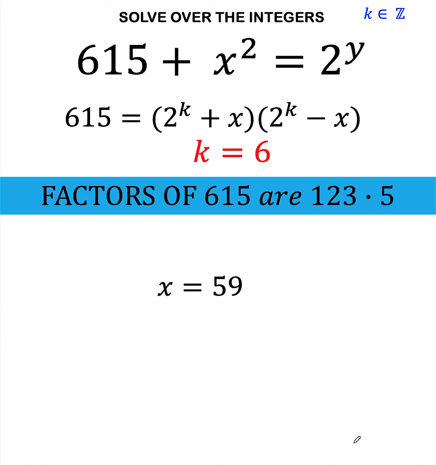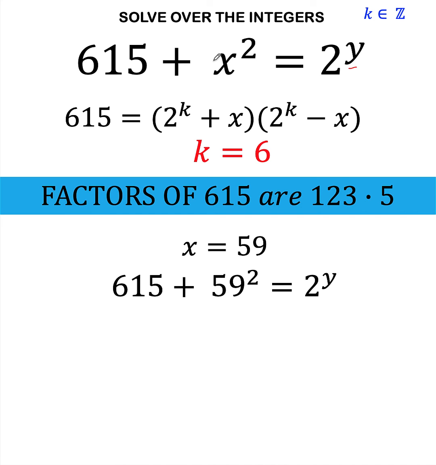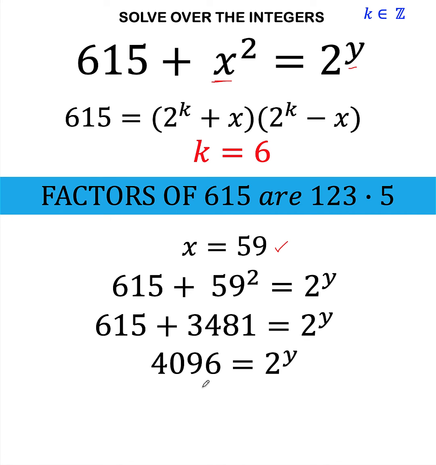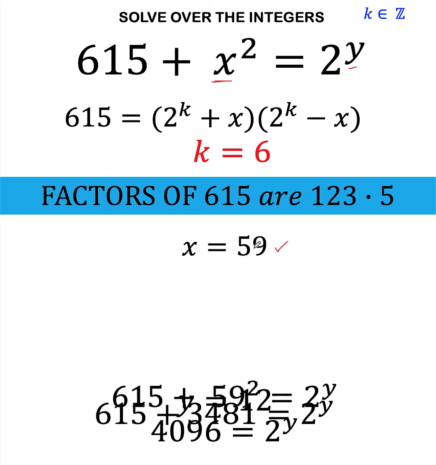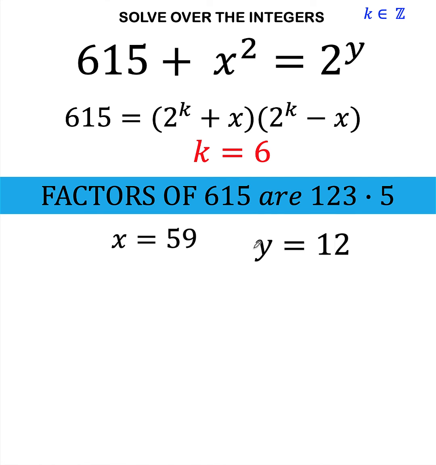So if x is 59, we can now find the value of y. Using the given equation, 615 plus 59 squared equals 2 raised to y. Here, our x now is replaced by the computed x value of 59. The rest are arithmetic computation. Then adding the left side, that is equal to 4096 equals 2 raised to y. And 4096 is 2 raised to the 12th, so y is equal to 12, when x is equal to 59, and we now have this ordered pair.